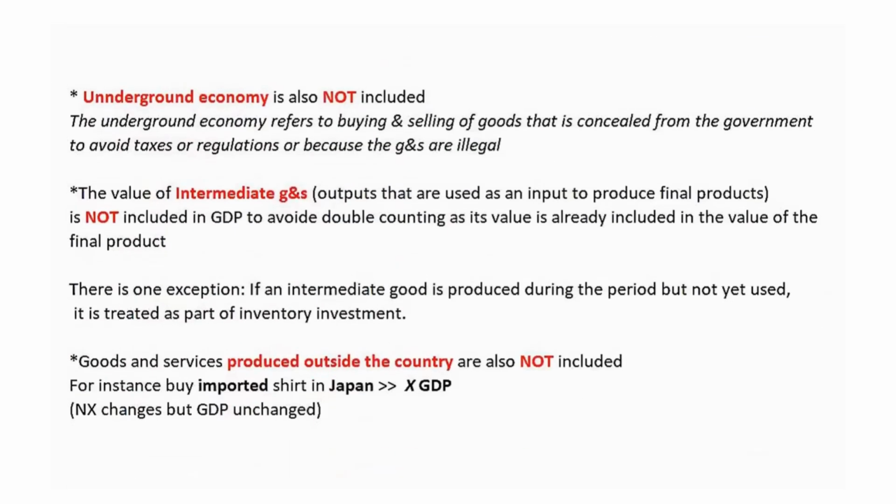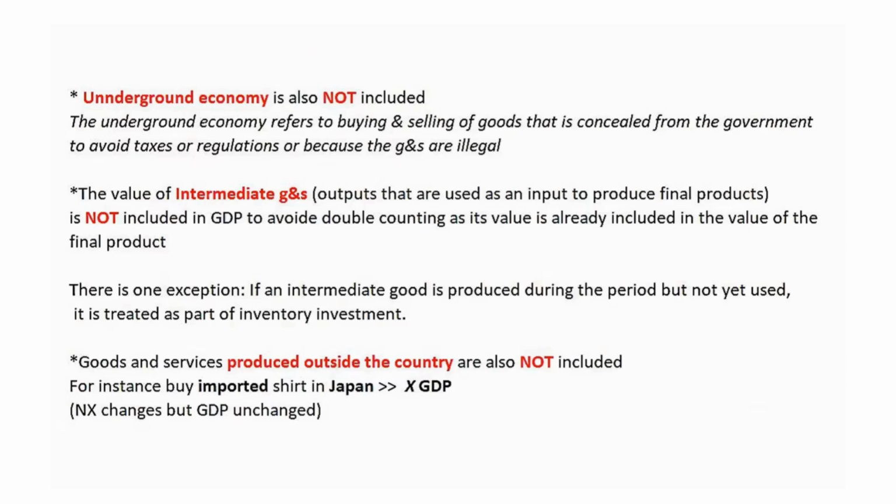Now, the underground economy is also not included in GDP, where the underground economy refers to buying and selling of goods that is concealed from the government to avoid taxes or regulations, or because the goods and services are illegal. We do not include the value of intermediate goods and services in GDP to avoid double counting, as the value of intermediate goods and services is already included in the value of the final product.